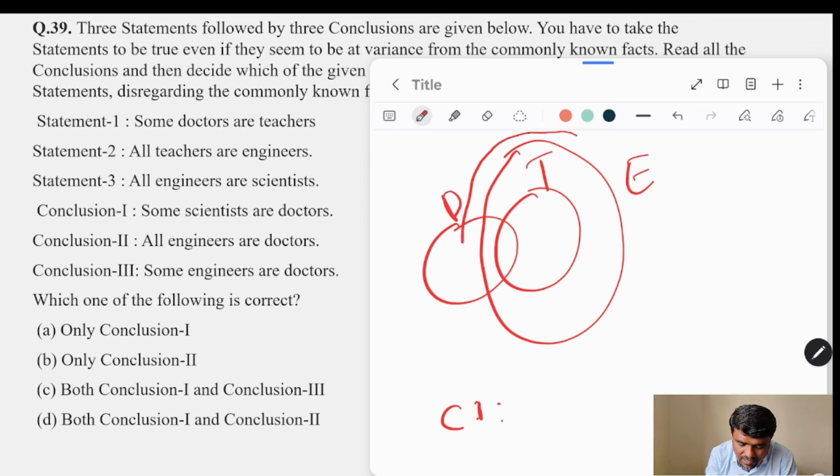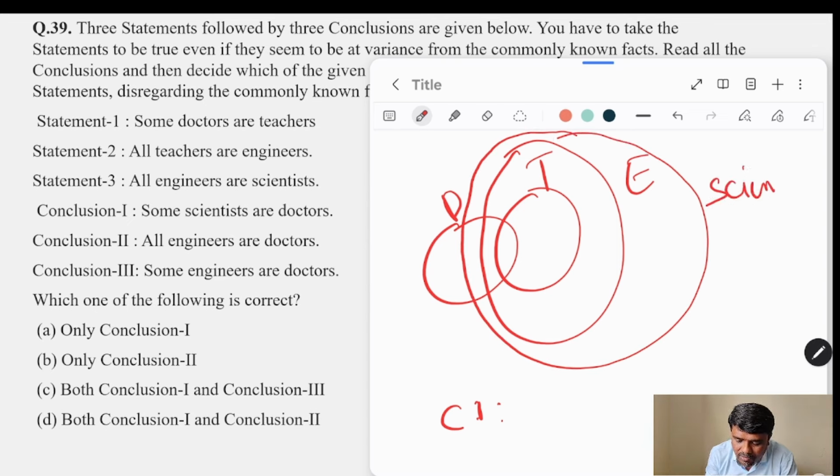All engineers are scientists. One more statement is there. Doctors, teachers, engineers, scientists. Conclusion 1: some scientists are doctors. Very correct, definitely. Okay, you got it. Some scientists are doctors, obviously, at any cost it happens.